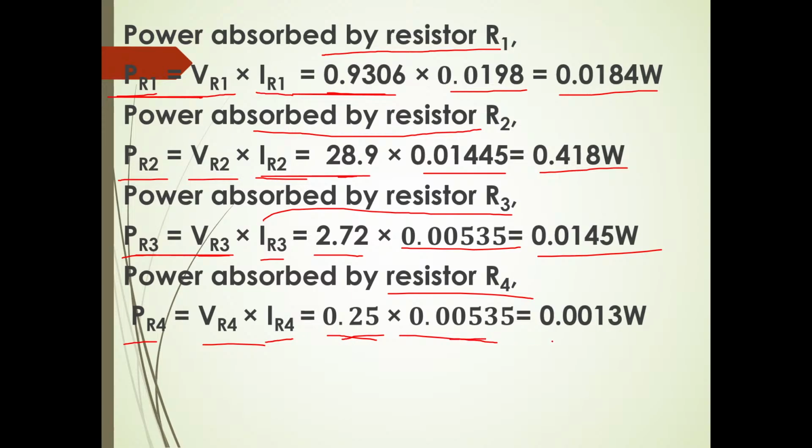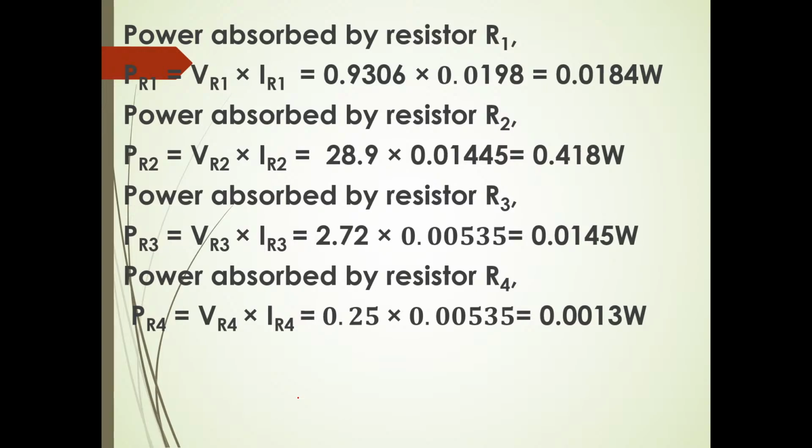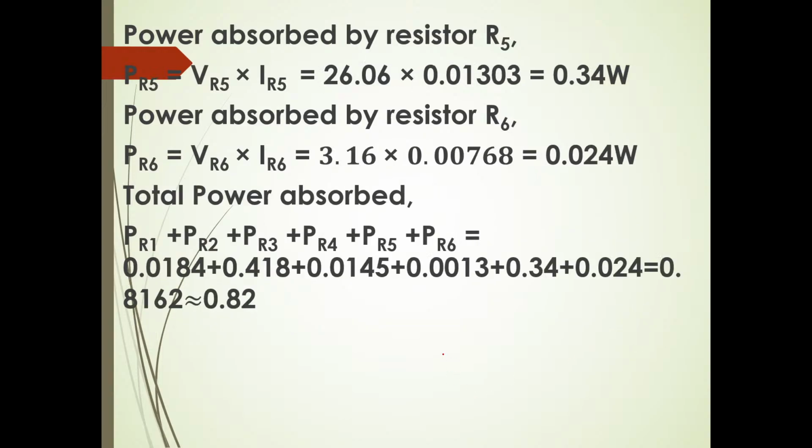So these are the powers absorbed by these 4 resistors. 2 more resistors, total 6 resistors are there. I will change this slide. So these are the powers absorbed by resistors R1, R2, R3 and R4. R5 and R6 are also there.